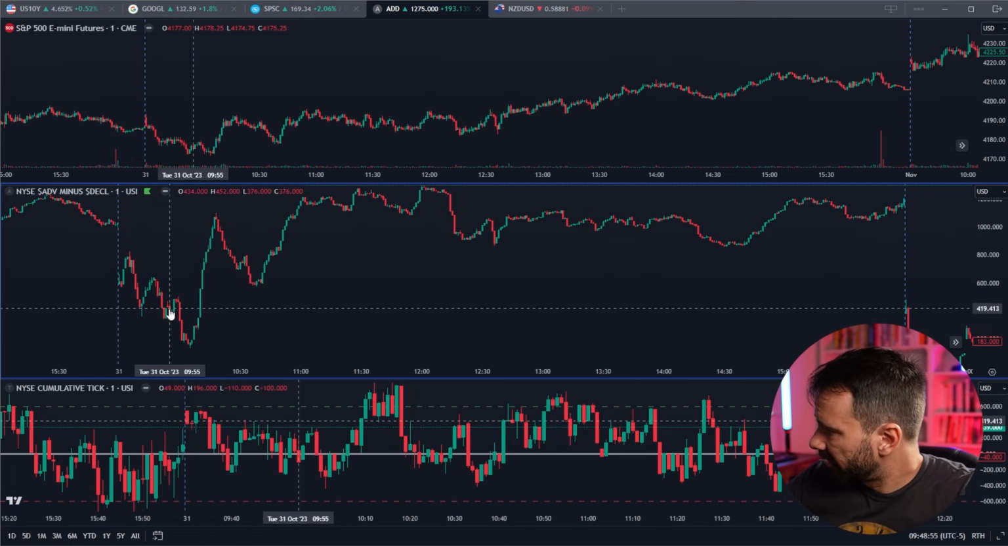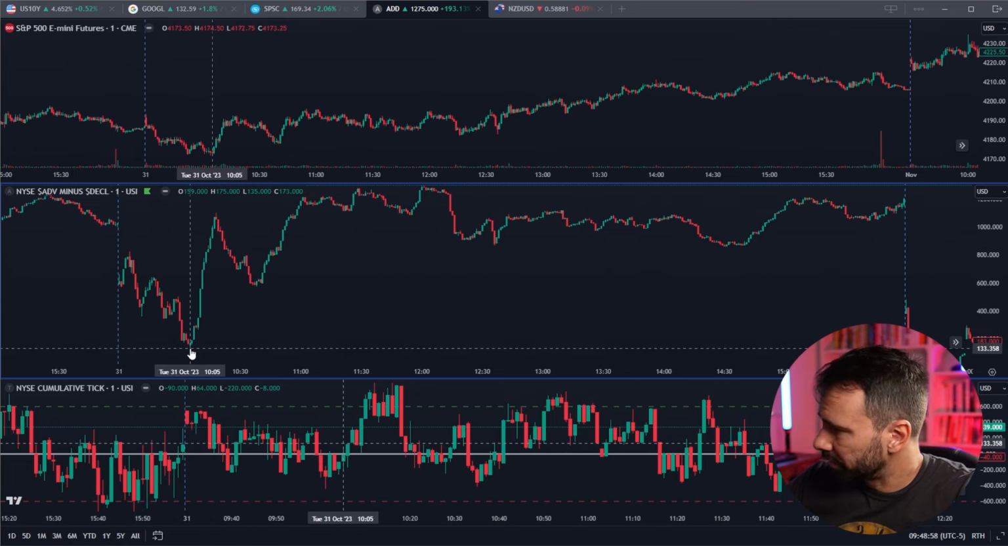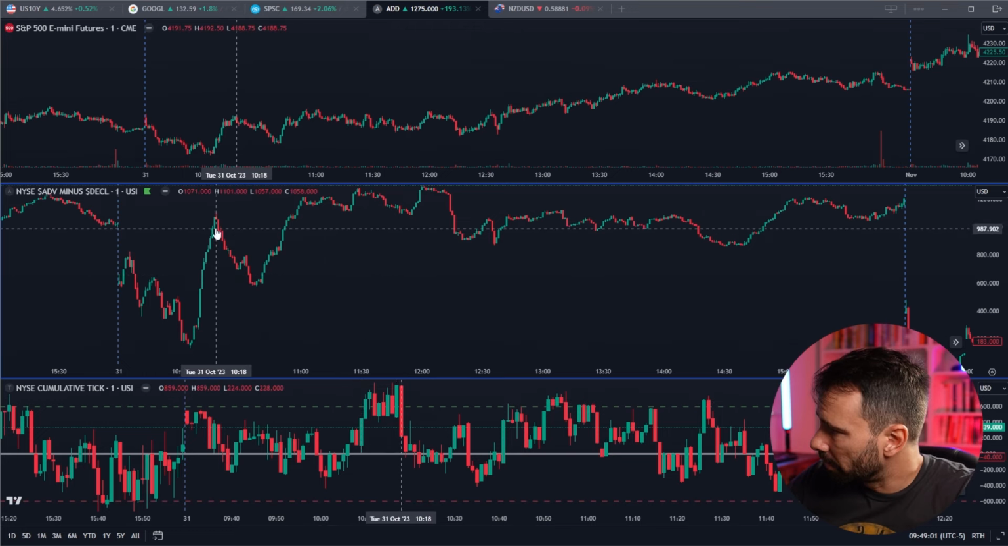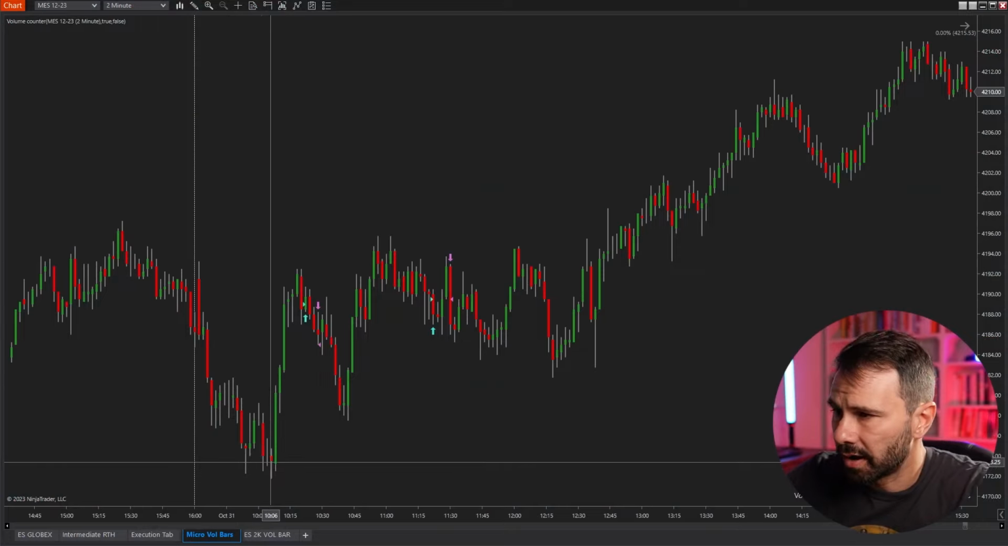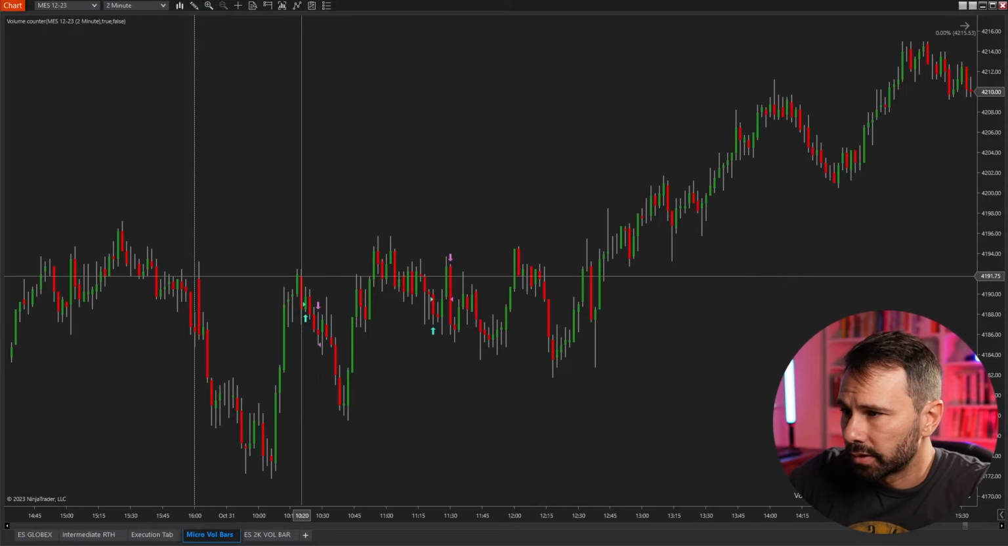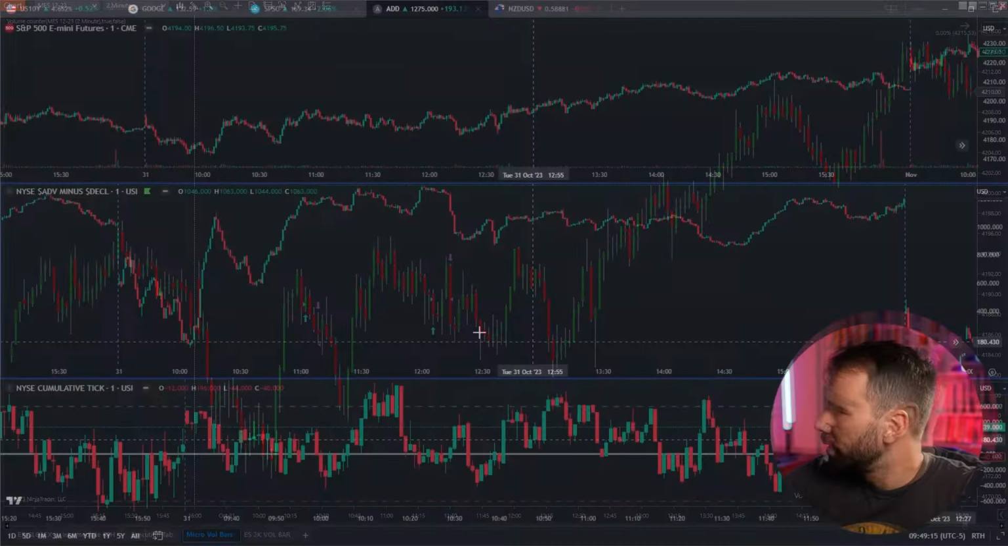All right, so the advanced decline came down, and then sharply after 10:05 went sharply up until 10:18. This is 10:05, just following what the advanced decline is doing, right? Now look at this.